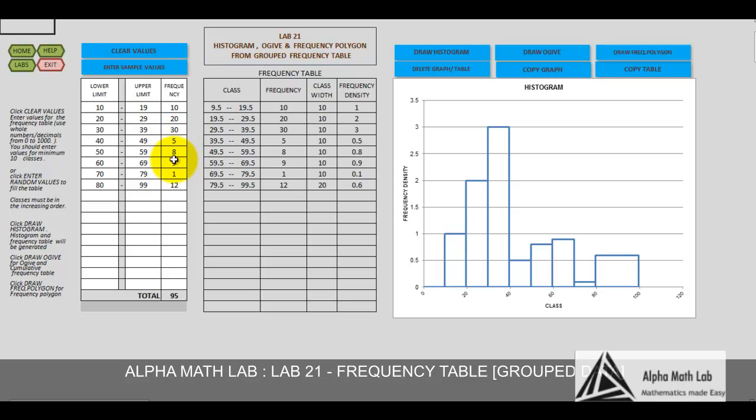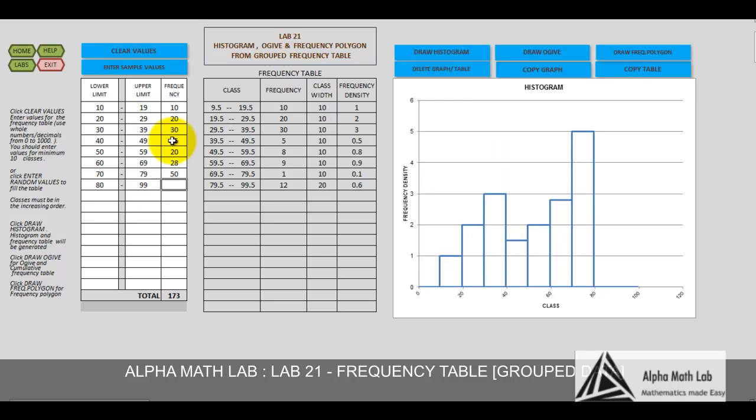Keep changing more values. 15, 20, 28, 50, 75. You see a new histogram has been constructed.